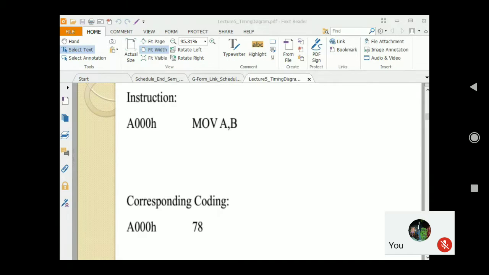So every instruction has a different code. If you want to use a simulator, I need to give this move A, B, and the simulator will handle the corresponding binary conversion of 78. All those things will be handled by the simulator and given to the microprocessor. And we have a different code for every instruction, for example move A, B is 78.